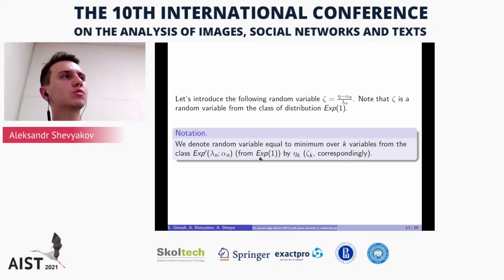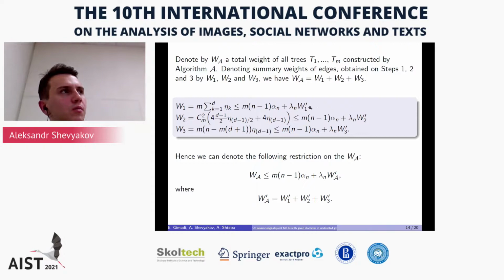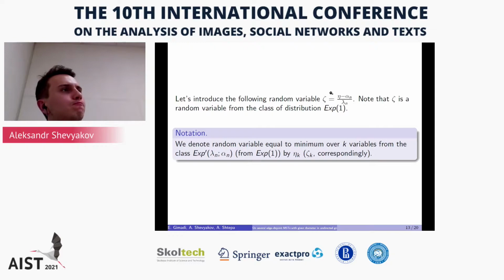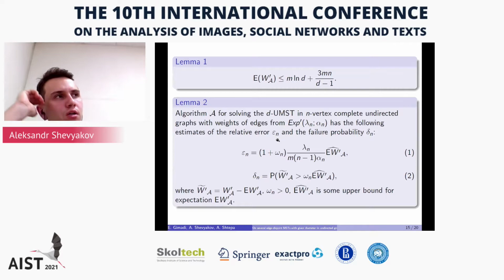So next we just consider the weight of the piece that we receive on the first, second, and third steps. We bounded it through the same weight but for distribution zeta. And here we have this estimation, and further we will work with this distribution, the exponential distribution. And here we prove some lemma. We bound the mathematical estimation of WA with C.